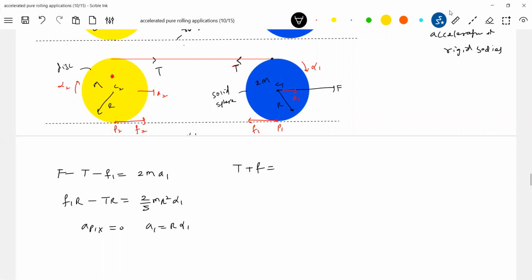Leave it here. Next comes this one, the translative motion of the disk: T plus m into A2. 2 by 5, 2m, no? Oh, the mass of the solid sphere is 2m. No, T plus F2 equal to m A2. Then what about the torque? T into R minus F2 into R is equal to mR square by 2 into alpha 2. Condition for no slipping, AP2 along x must be 0. So therefore A2 should be equal to R alpha 2.